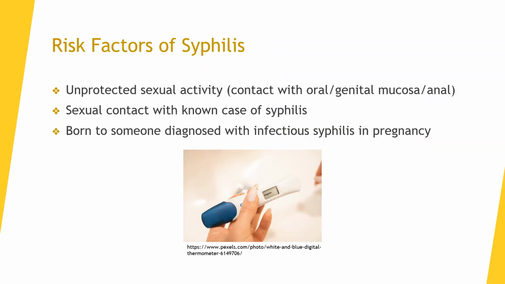Risk factors include unprotected sex, either through oral, general mucosa, or anal contact. And sometimes it can be vertically transmitted, being born to someone diagnosed with infectious syphilis in pregnancy.